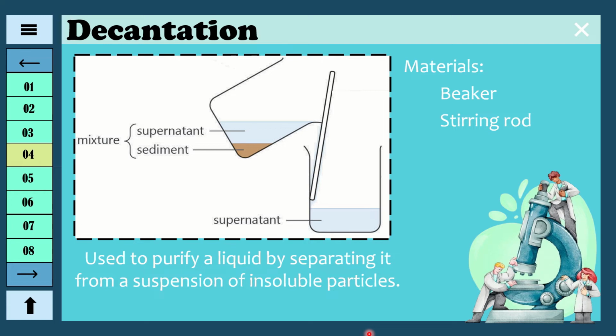The liquid product we have separated is what we call the supernatant. This one is what we call the supernatant. And the insoluble solid is what we call the sediment, or in other references, they call this one the precipitate.